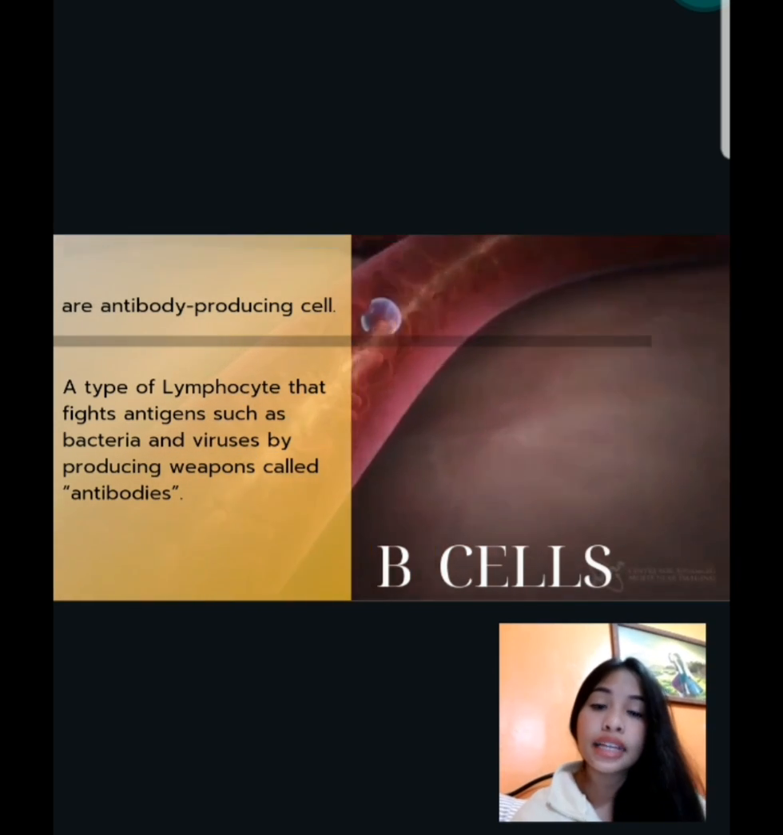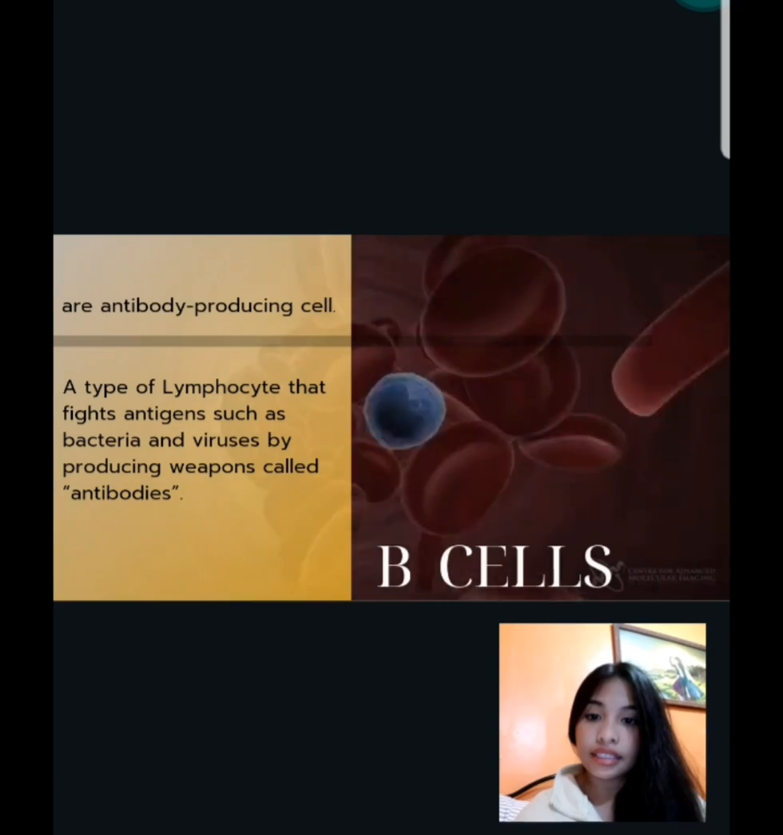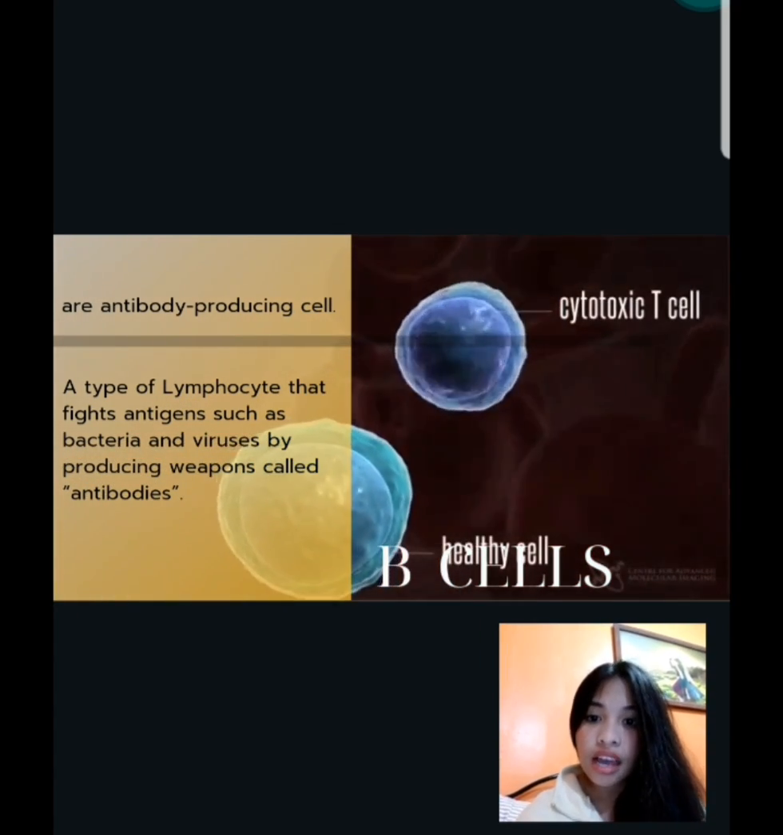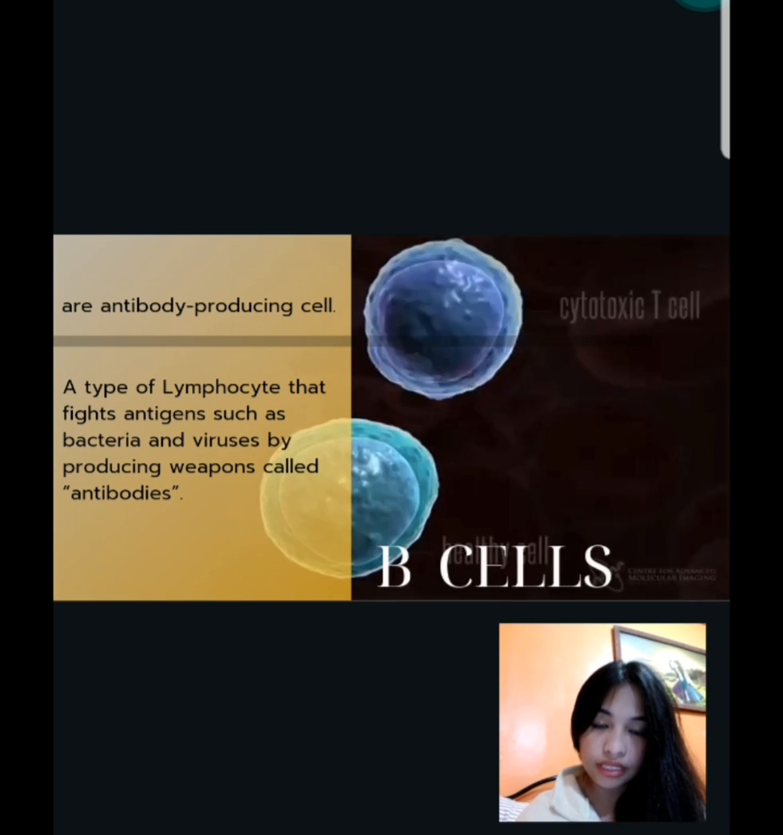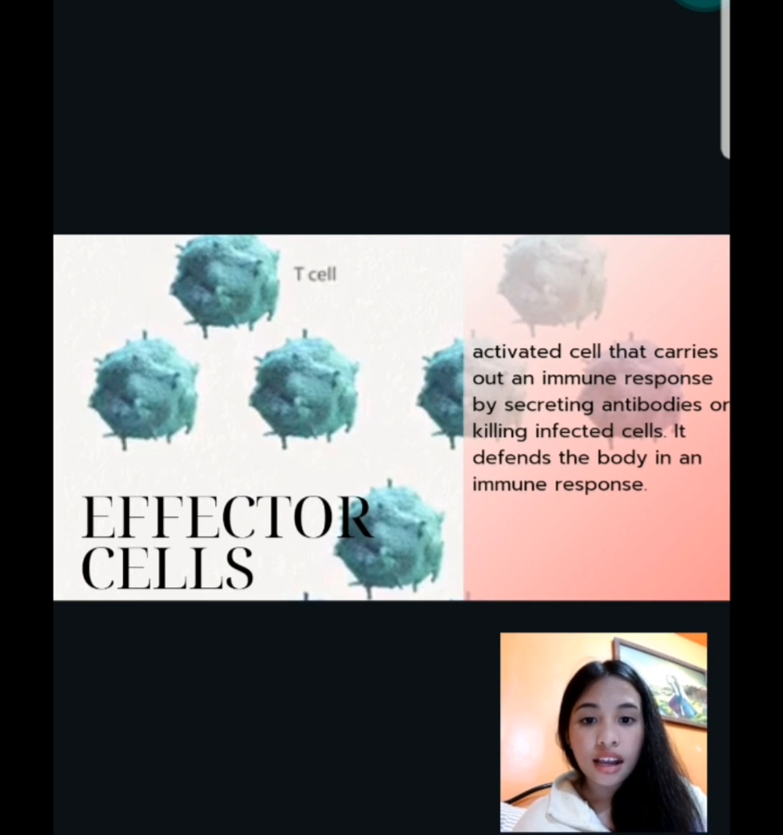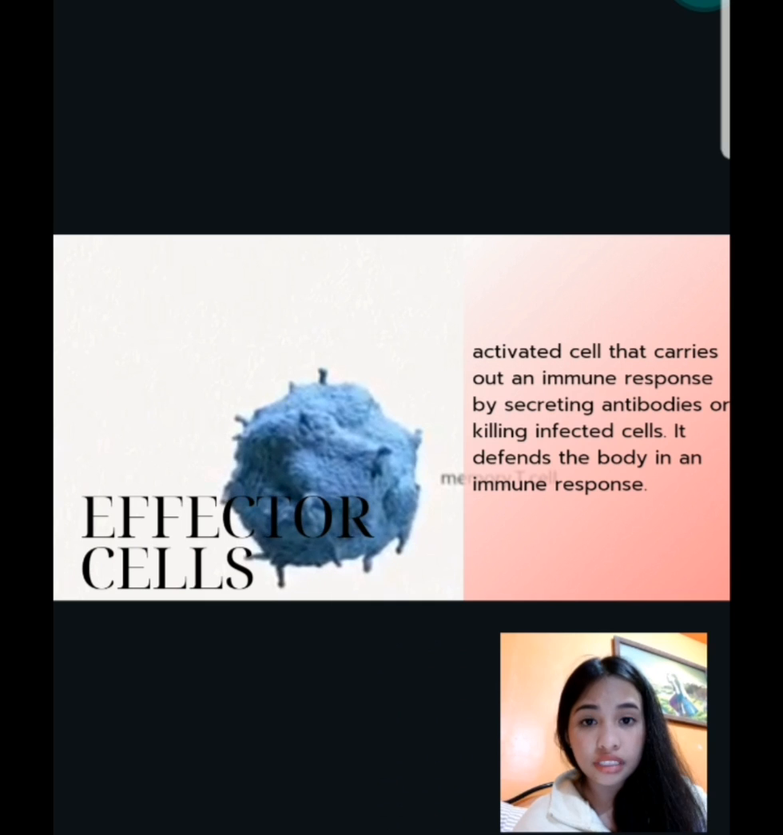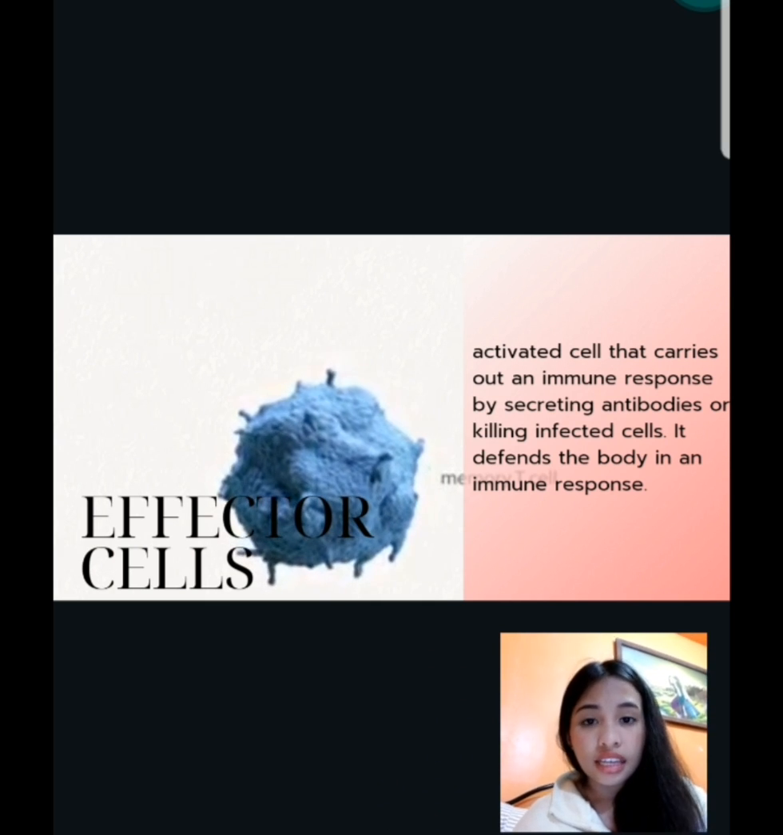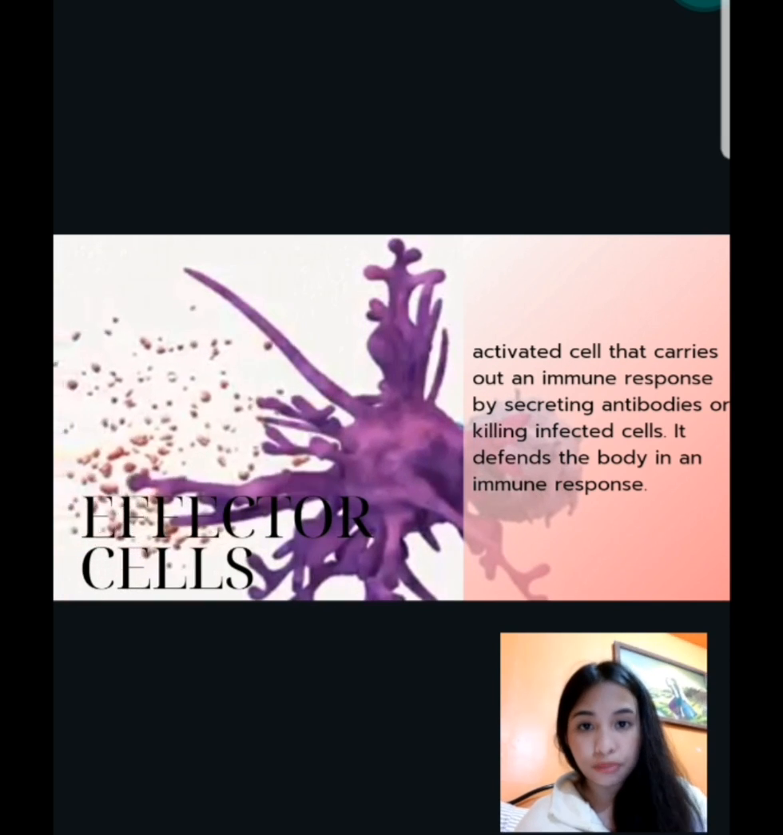B cells are antibody-producing cells. They are a type of lymphocyte that fights antigens such as bacteria and viruses by producing weapons called antibodies. Effector cells are activated cells that carry out an immune response by secreting antibodies or killing infected cells. They defend the body in an immune response.